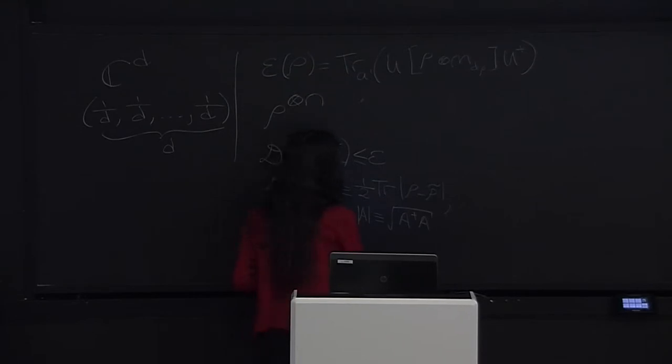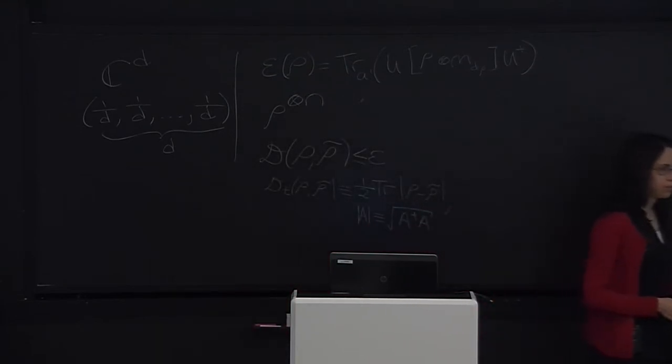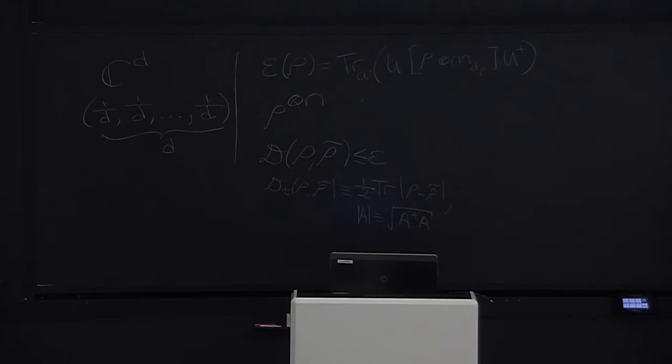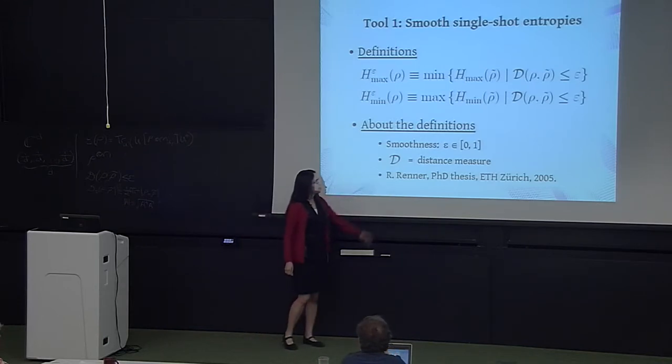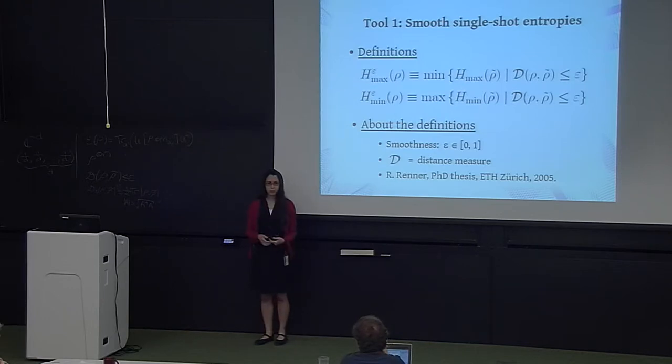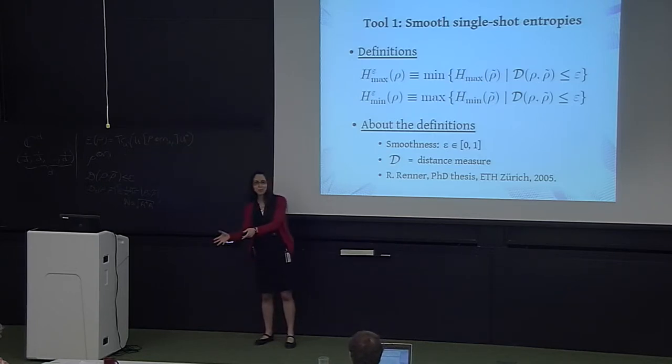The distance measure that we used is called the purified distance, and it's defined in terms of the fidelity. It doesn't depend much on the definition of distance. You can choose your distance, and one useful property that we use, because some of the literature involves the trace distance, some involves the purified distance, is that the purified distance upper bounds the trace distance. So if someone proves some property of these entropies that we want to use, and they use the trace distance, but we use the purified distance, we just make sure that the bounds work out.